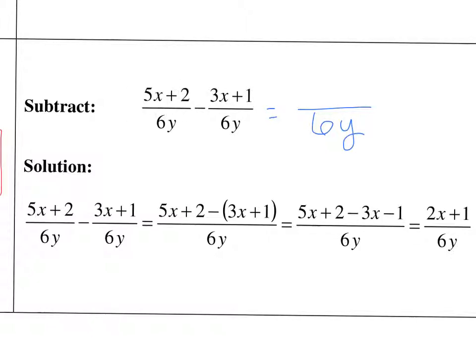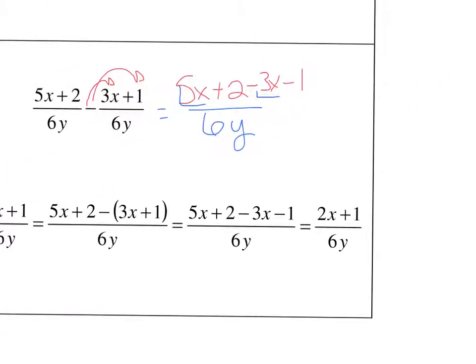So we're going to have 5x plus 2 in the numerator, but then we're going to distribute this subtraction sign, and we'll have a negative 3x and a negative 1. So watch for that subtraction sign. It has to get distributed to every term behind it. And now we'll combine like terms here. So the 5x minus the 3x will give us 2x, and the 2 minus the 1 will give us plus 1. And that will be over the 6y.